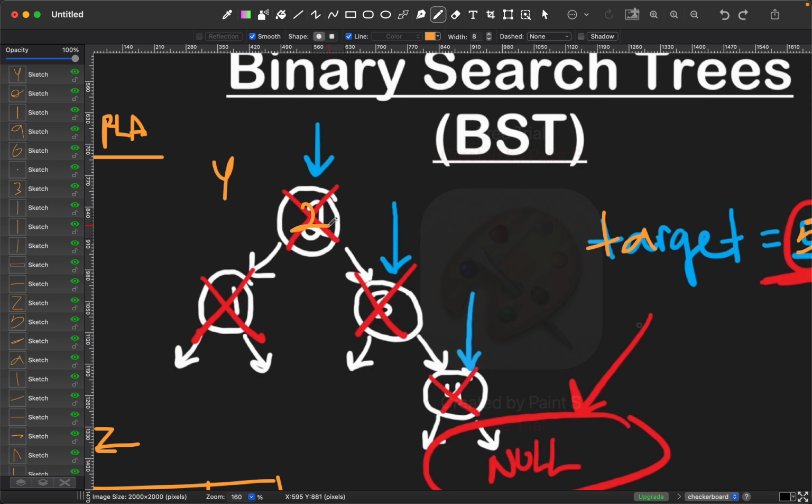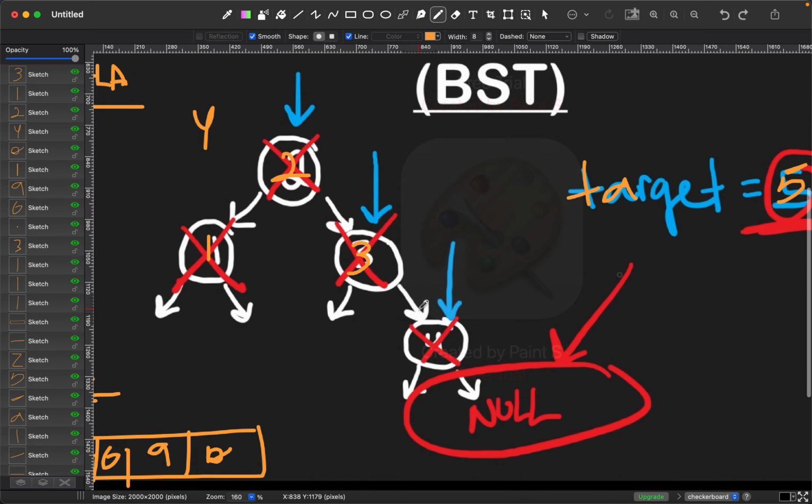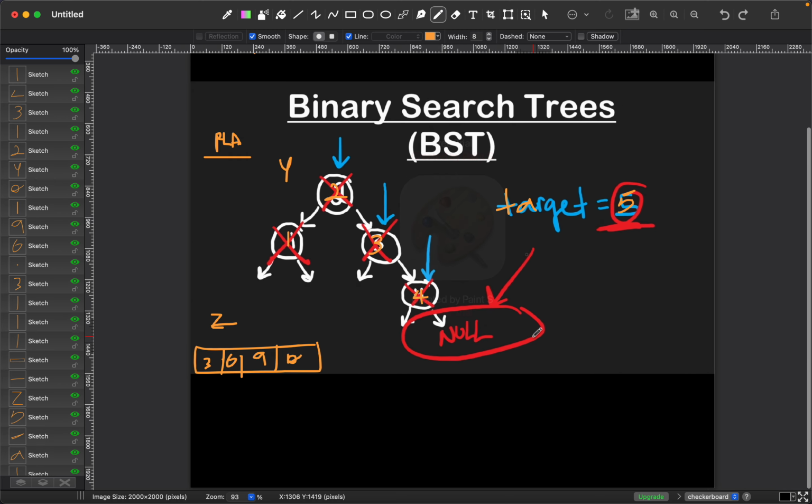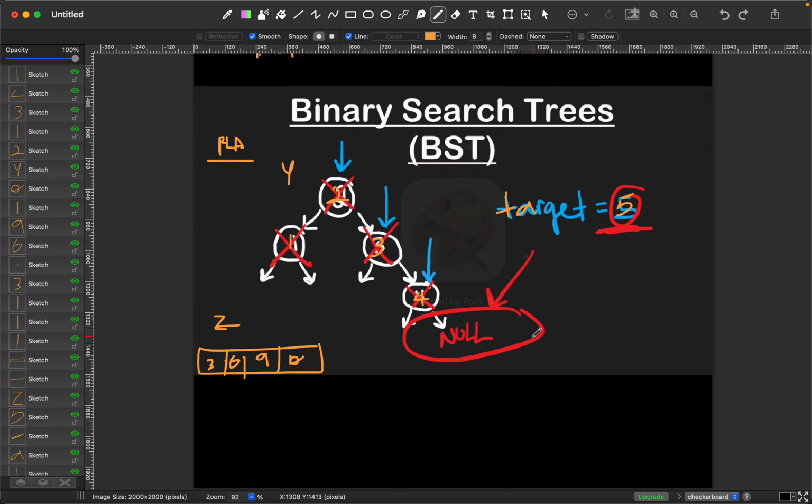Say this is 2 per se, the left side is always smaller, so it's going to be 1, and the right side is always bigger, so that's a 3. It reiterates itself for this node as well, with the right side bigger, so obviously a 4, and it can point towards a null eventually. Cool. So now say you try to find the target value, which is 5.